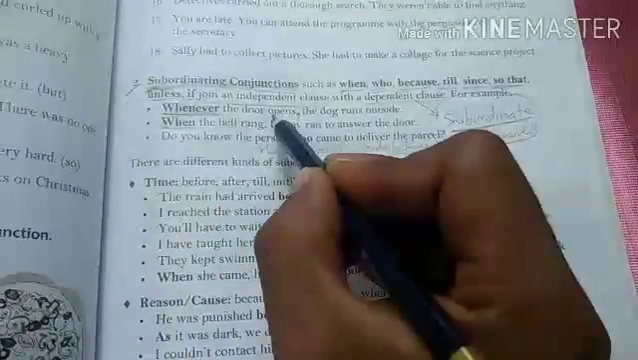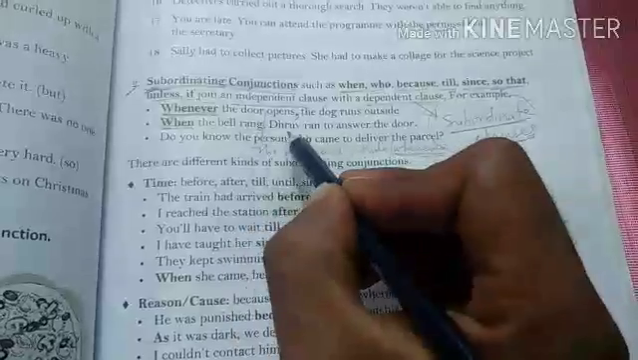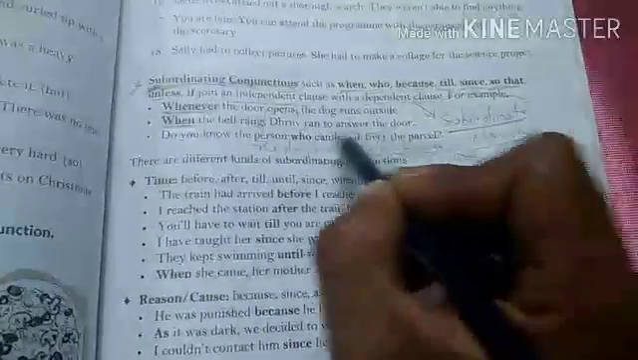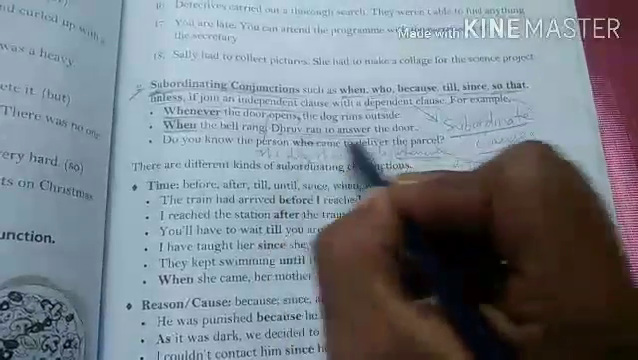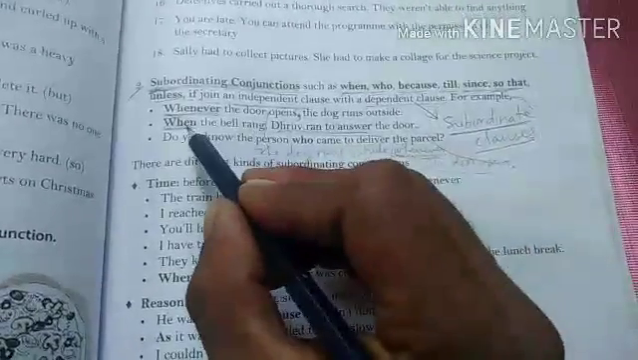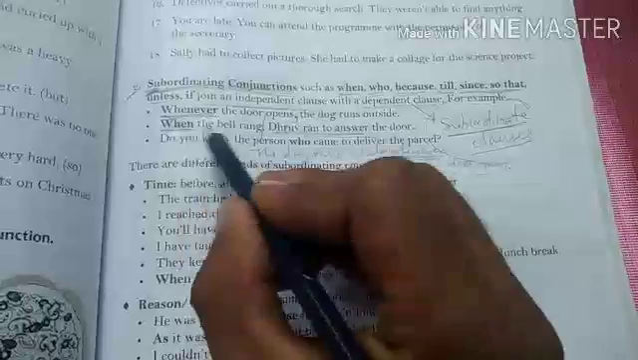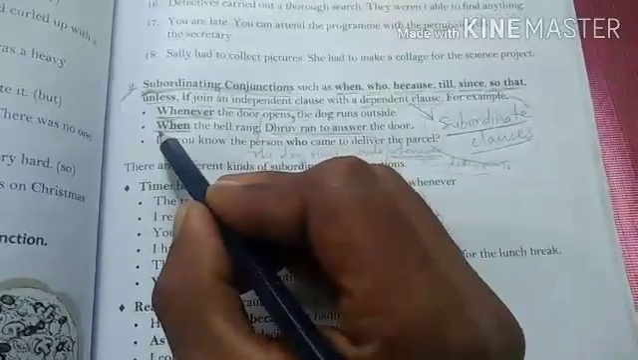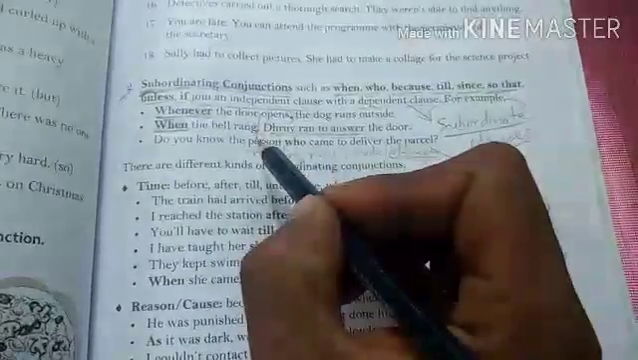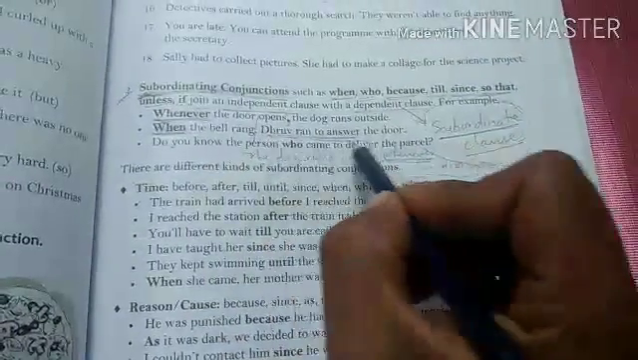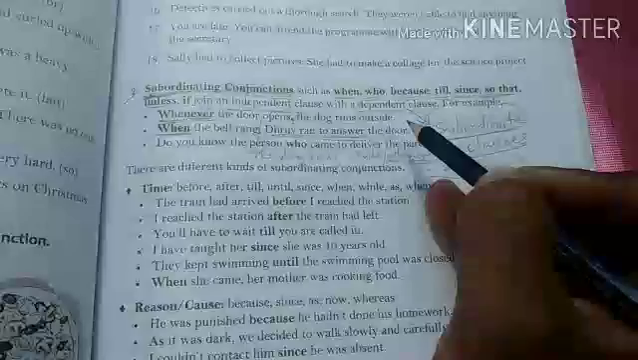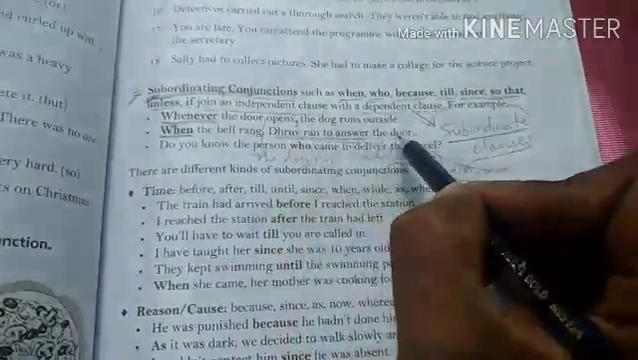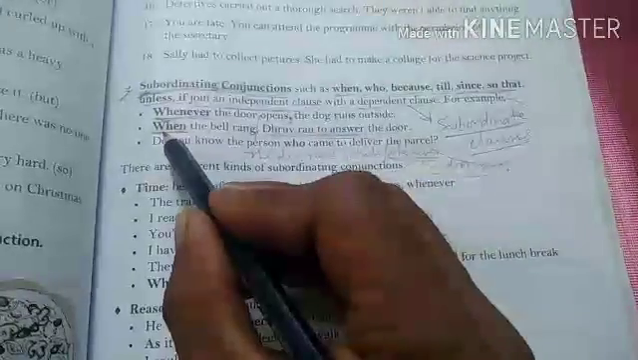Okay, so we are joining two clauses here: when the bell rang, and Dhruv ran to answer the door. So Dhruv ran to answer the door is an independent clause because it is a meaningful sentence in itself, but when the bell rang is the dependent clause. Okay, when the bell rang, along with this conjunction, is the dependent clause. So this dependent clause depends upon the principal clause or the main clause to give meaningful sense. Okay, so when the bell rang, Dhruv ran to answer the door. So when the bell rang, see here.